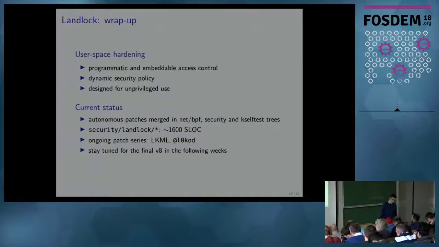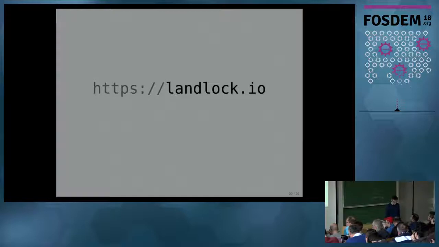Currently, I made some little patches in the kernel to prepare the landing of Landlock. It's about 2,000 single lines of code, most of them in the security/landlock directory in the Linux source code. You can follow the next one, the v8 patch series, in the Linux kernel mailing list or on Twitter. I will release the next one in the following weeks. You can get more information on this website.